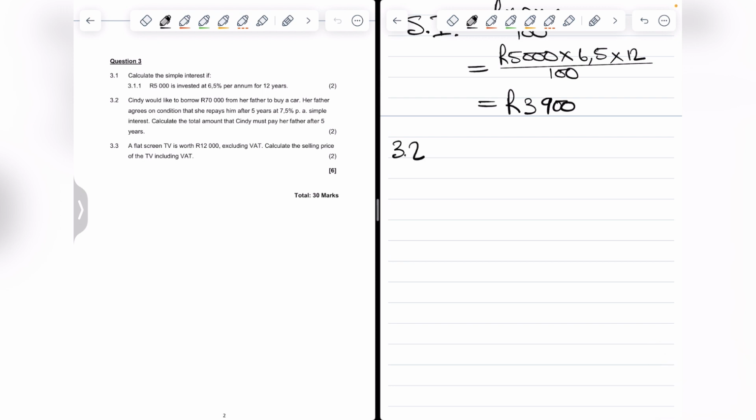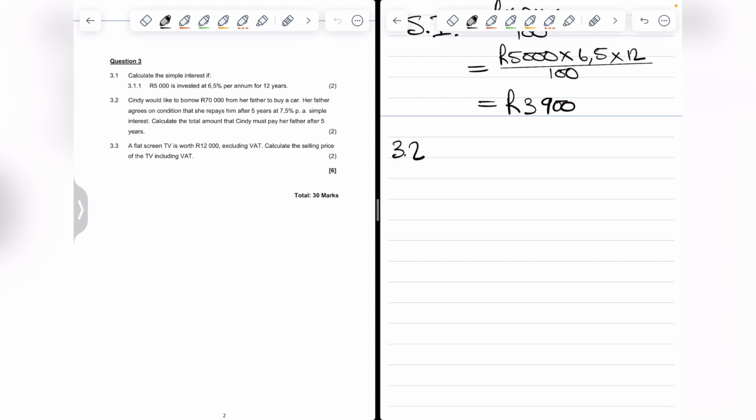Right, 3.2, Cindy would like to borrow 70,000 Rand from her father to buy a car. Her father agrees on condition that she repays him after 5 years at 7.5% per annum, simple interest. Calculate the total amount that Cindy must pay her father after 5 years. In other words, what is the amount that is added to her 70,000 Rand as interest?